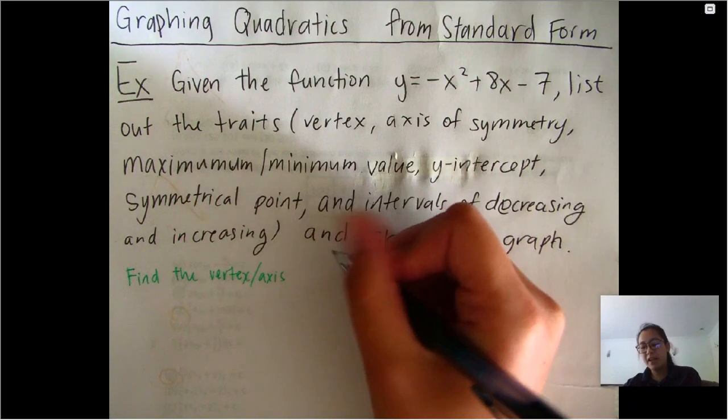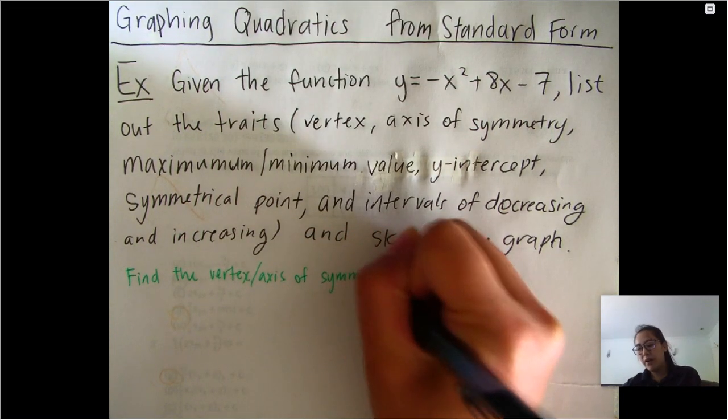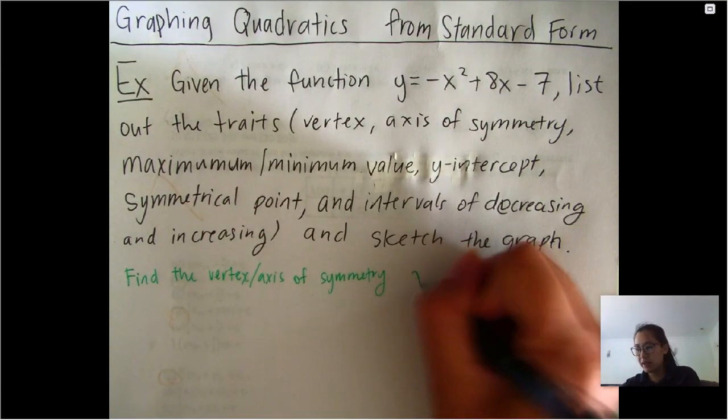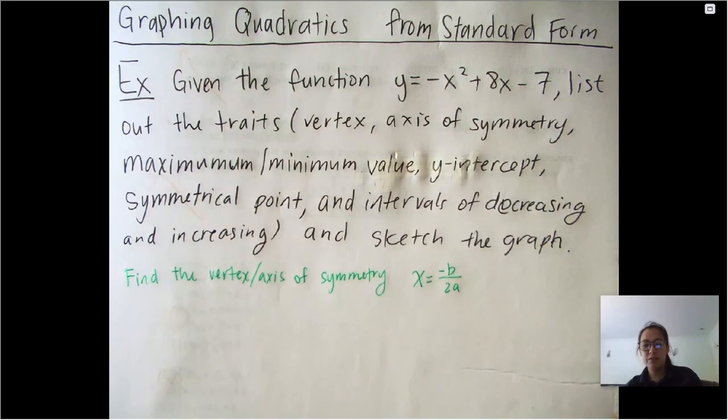We're going to find the vertex and the axis of symmetry sort of at the same time, because obviously once you've found the x value of the vertex, you've found the axis of symmetry. As you guys know, the formula for the axis of symmetry is x equals negative b over 2a. That's the formula for the axis of symmetry, which therefore is also going to give you the x value of the vertex. So we'll go ahead and plug in.